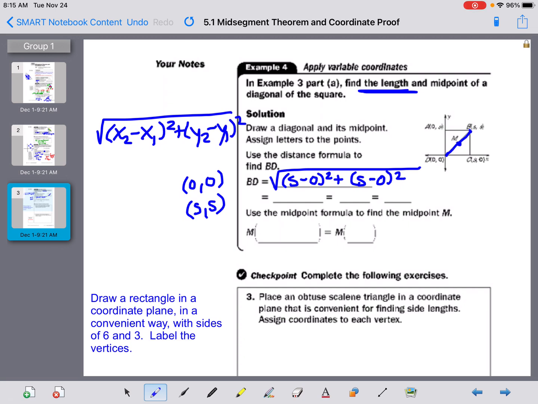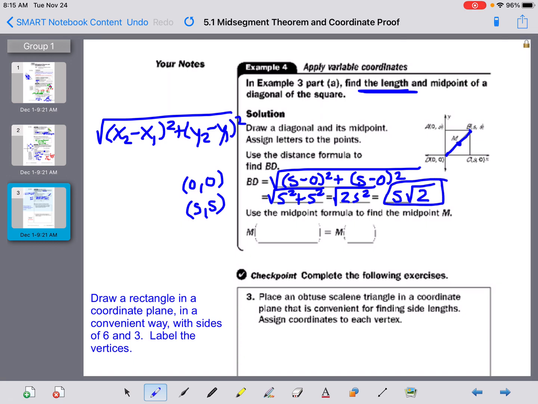All right, well, what's s minus 0? S. What's s minus 0? S. What's s squared plus s squared? 2s squared. All right, can I take the square root of any of that? Well, I can't on the 2. There's no pretty in it. But when I look at s squared, a square root is saying how many pairs of s's do I have? Well, I have 1 pair of s's, so I can pull that s out, that 1 pair, and leave the 2 inside, okay? That's the length of my diagonal, is s square root of 2.